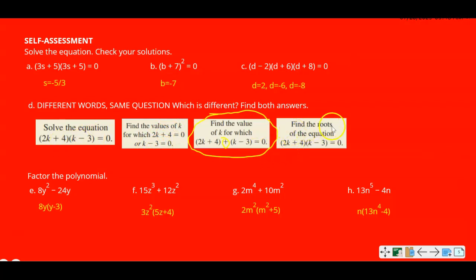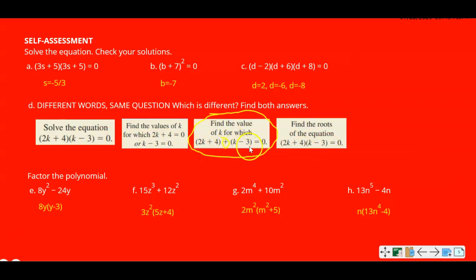And this one says find the roots of the equation. The roots is find a solution, right? Just another word for solution. Find the roots of the equation, 2k plus 4 times k minus 3 equals 0. Again, it's the same question. All right, this one says find the value of k for which 2k plus 4 plus k minus 3 equals 0. So you know that the others are multiplication. This one is addition. So this one's going to actually have a different answer.